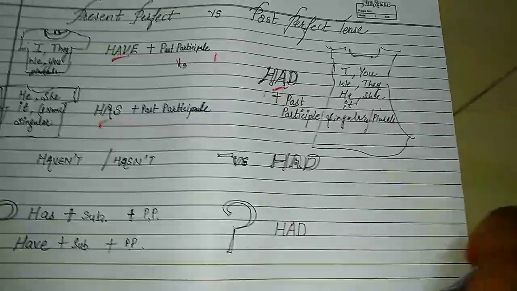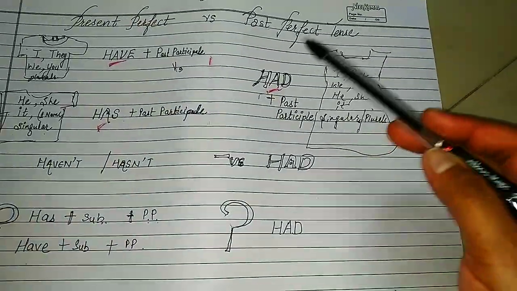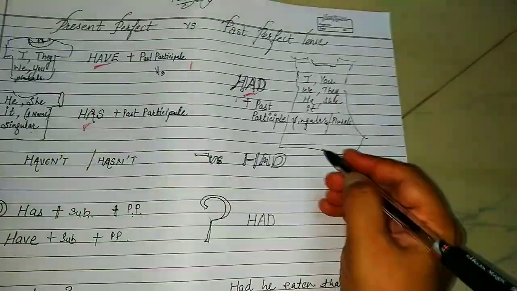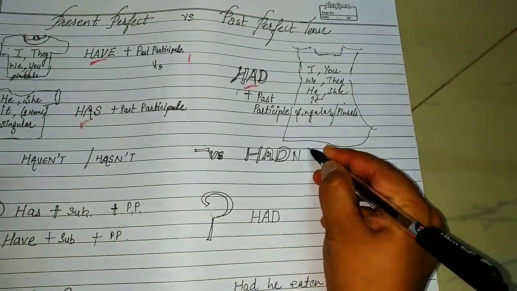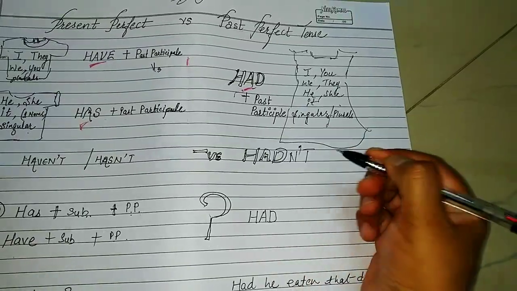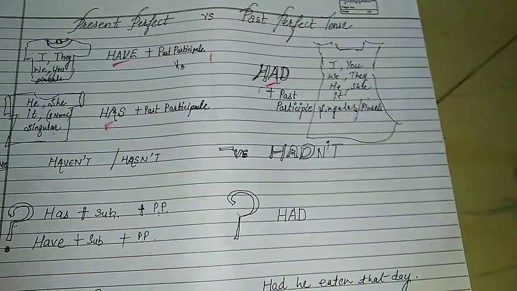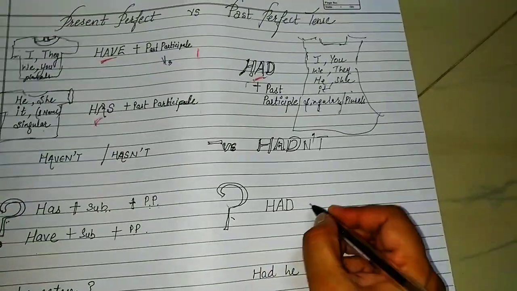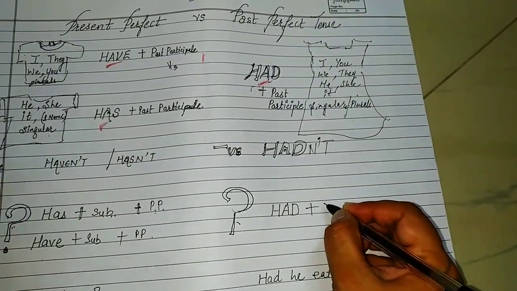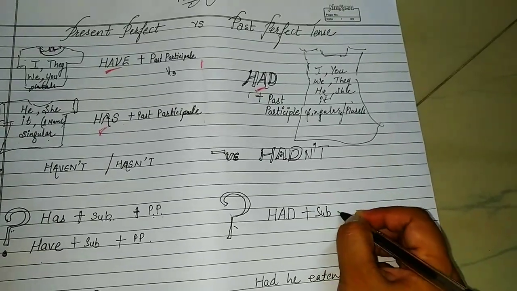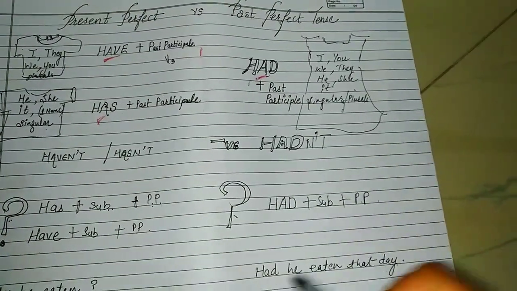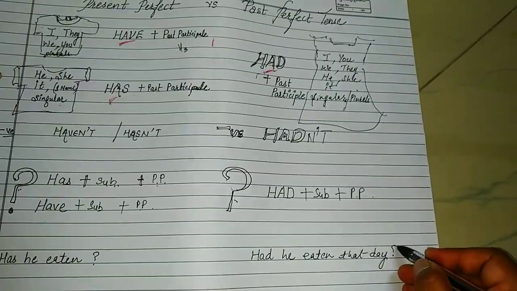Okay, and then in this past perfect tense, there is no confusion, because always we have to use had. So in the negative, it would be hadn't. Okay, so I hadn't slept. And if we have to make a question, then we use had plus subject plus third form of the verb. Okay, had he eaten that day?